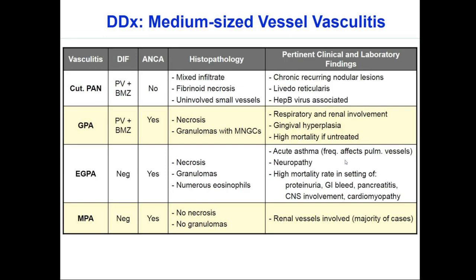When we see a medium-sized vessel vasculitis, as we exercised with the case I showed you, we talk about the nature of the infiltrate. We did not see granulomas in this case, but had we seen granulomas with giant cells, we might think of granulomatous polyangiitis or Wagner's. With presence of eosinophils and clinically asthma, we might have considered eosinophilic granulomatosis with polyangiitis. And of course, the renal vessel involvement may have led to a consideration of microscopic polyangiitis, but in this case, we made the diagnosis of cutaneous polyarteritis nodosa.